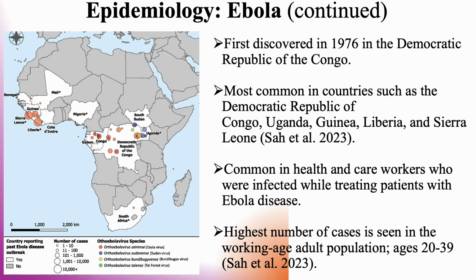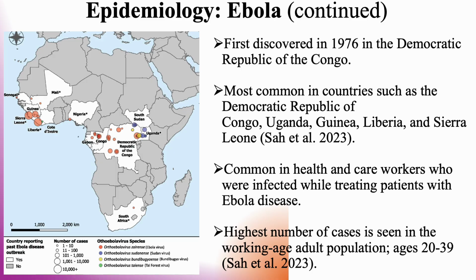The Ebola virus was first discovered in 1976 in the Democratic Republic of the Congo. Ebola is most common in countries such as the Democratic Republic of Congo, Uganda, Guinea, Liberia, and Sierra Leone because they've had the most outbreaks since 1976. While this infection is not more common in a particular gender, it has often been amongst health and care workers who were infected while treating patients with Ebola.